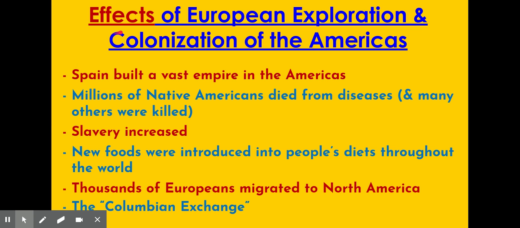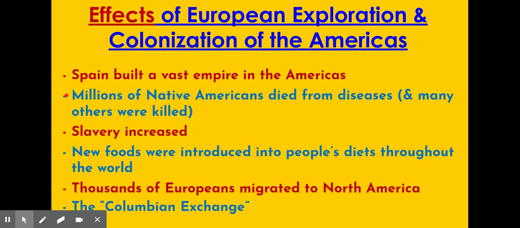The effects, the results, things that happened because of European colonization. These will be more important as we go forward. First one is Spain is going to build a vast empire. Vast means huge or wide. They will claim almost all of South America, Central America, and parts of North America. They don't necessarily hold on to all of it, but they will claim it for a while.